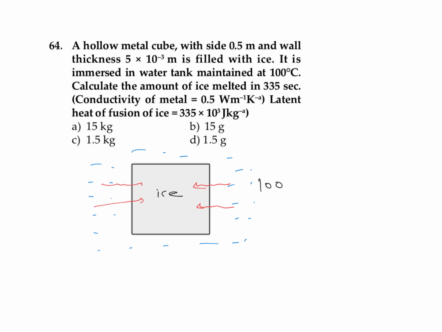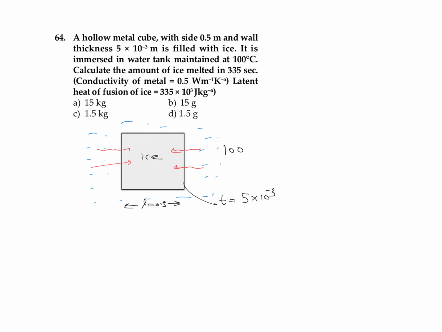So hollow metal cube with a side of 0.5 meter. So we can take its length as 0.5 meter. And the wall thickness is given, that is equal to 5 into 10 raised to minus 3. It is filled with ice and immersed in a water tank maintained at 100 degrees Celsius.